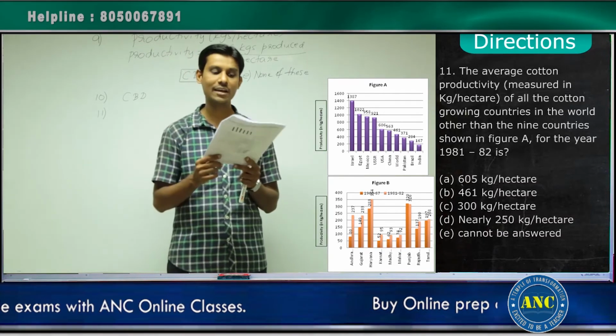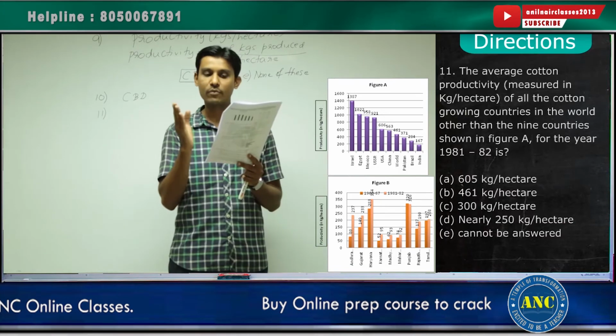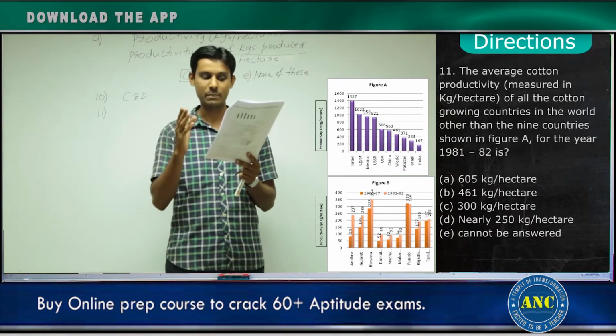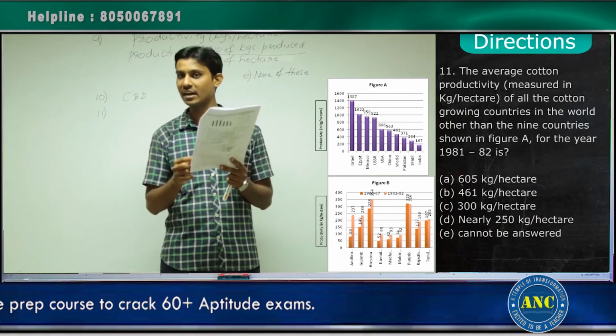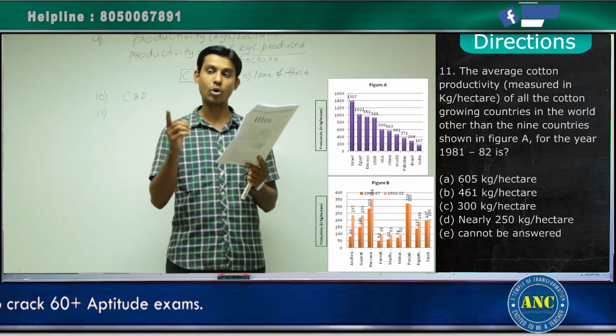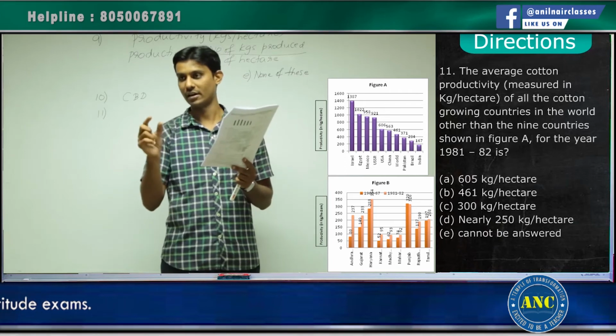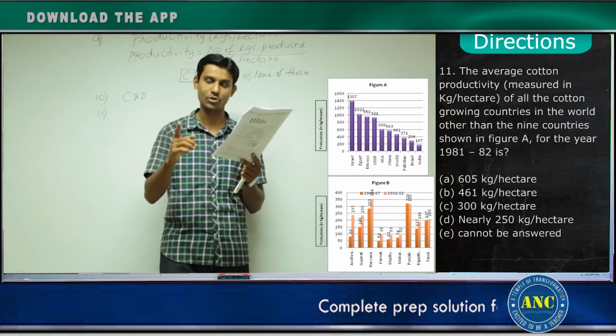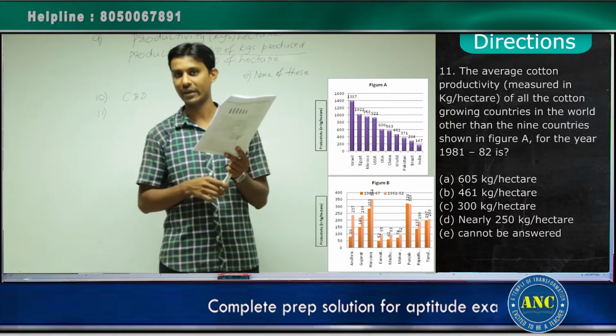Please see the graph carefully, sir. There is something called world. From the last, it is the fourth one, right? That means there are 9 countries given in the graph. We agree with that. But there is also something given as world. That world will represent the remaining countries. That is the reason the question says other than the 9 countries.